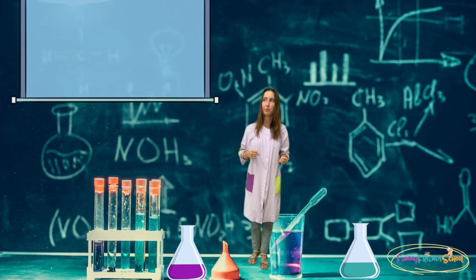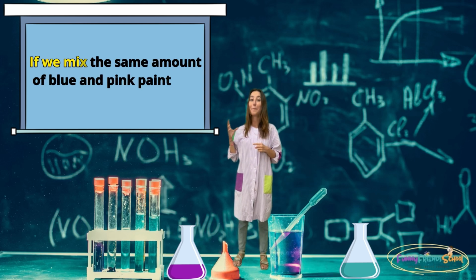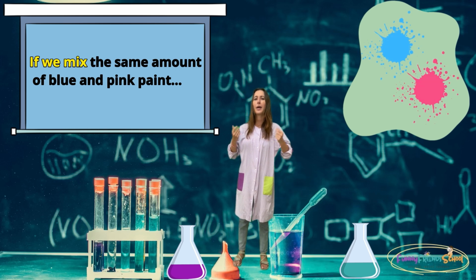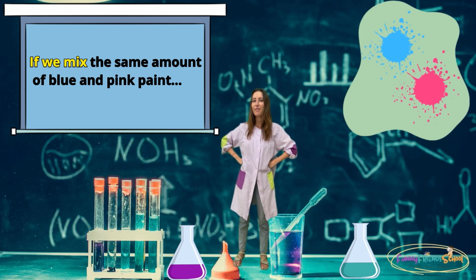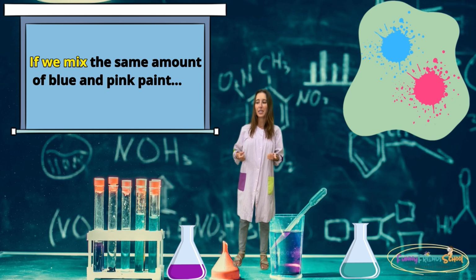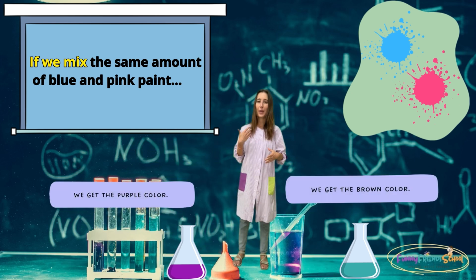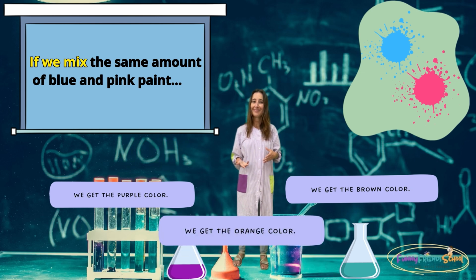Let's start reading. If we mix some blue and yellow paint this time, the same amount of blue and yellow paint, what happens? What fact always happens? And here we have the options. We get the purple color, we get brown color, and we get the orange color. I give you a few seconds. You can write it in your notebook.